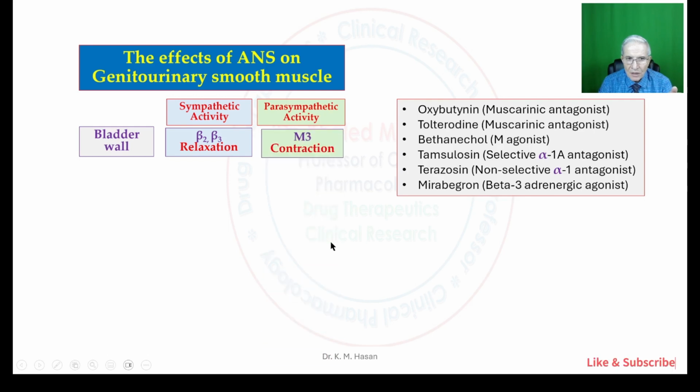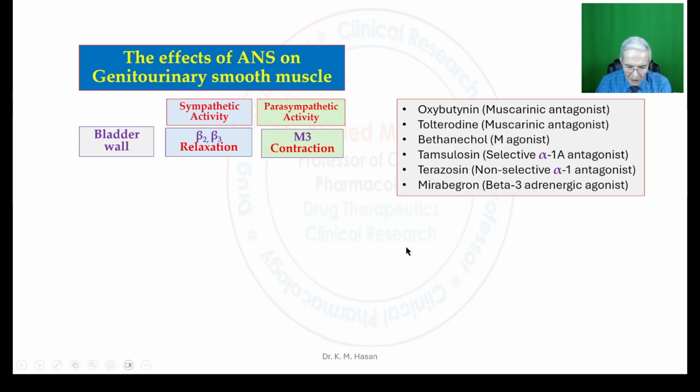Okay, speaking about the parasympathetic system, we have the M3 receptor. If you activate the M3 receptor in the bladder, the result will be contraction. Here we talk about the bladder wall, and the patient will be unable to tolerate urine and will start suffering from urine hesitancy or urgency.